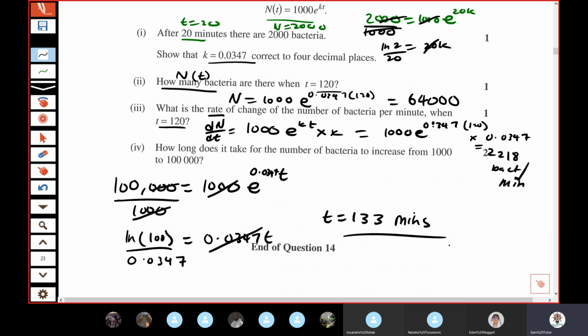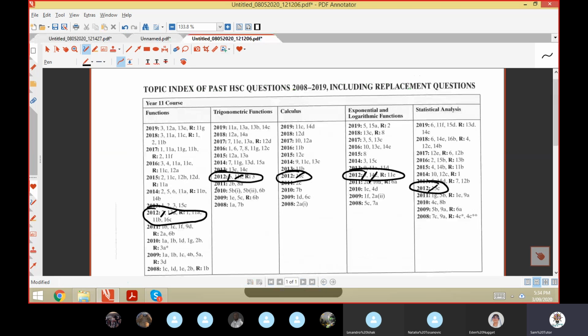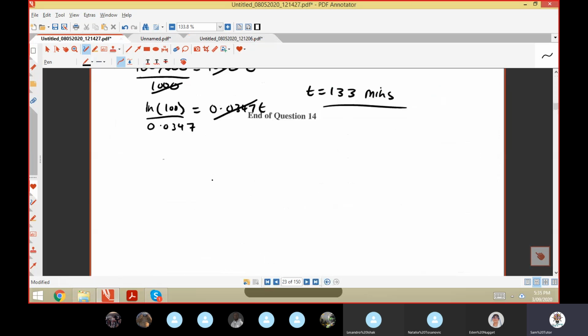Any questions? All good. If you tried this number, 0.0347, let's just again see what happens. So our curiosity gives you 133 still. So it wouldn't have made a difference for that question, which is good. Okay, that's done. Let's try the replacement questions now. All right, so go down to replacements.